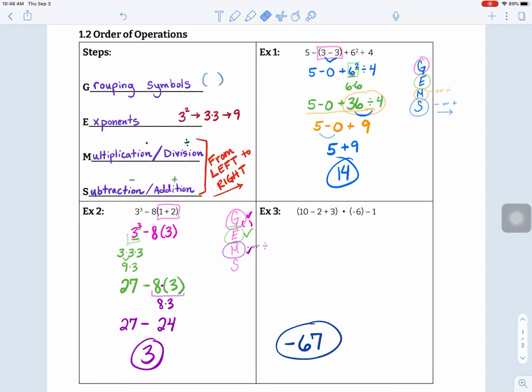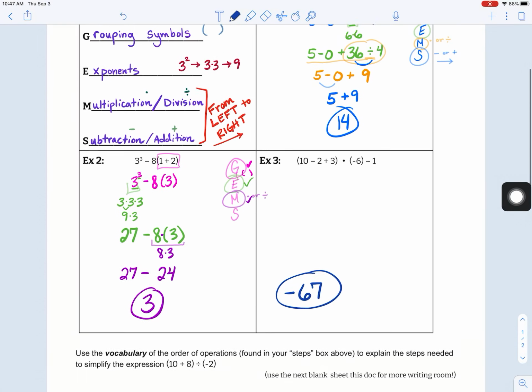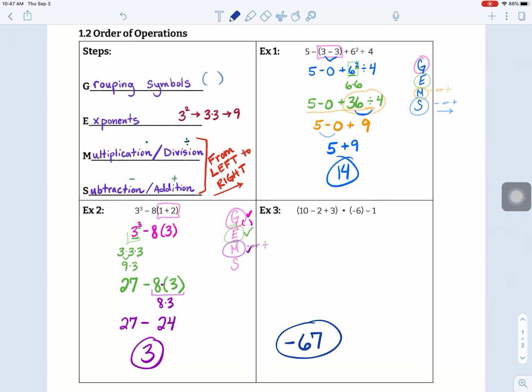So let's complete example 3. The first thing I want to start with is by saying I'm getting an overall answer of negative 67. If you're looking at your work and you also got an answer of negative 67 and you are feeling like a rock star at order of operations, you don't have to watch the rest of this video. What I'd like you to do instead is pause this video and complete this task at the bottom. If you're looking at this answer and you didn't get 67, then I want you to stay tuned.